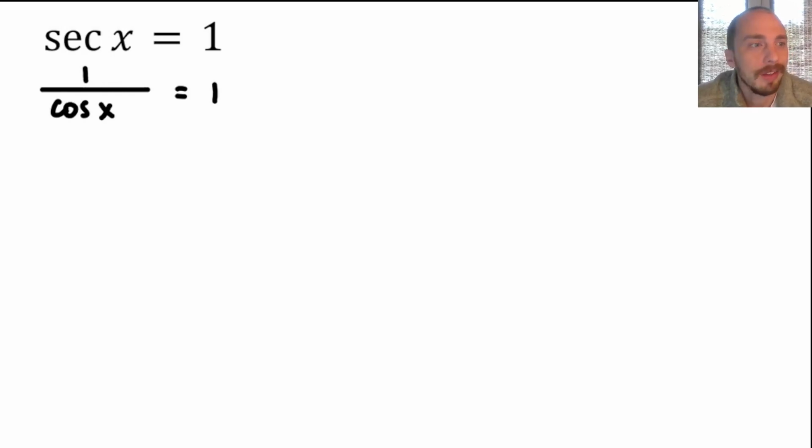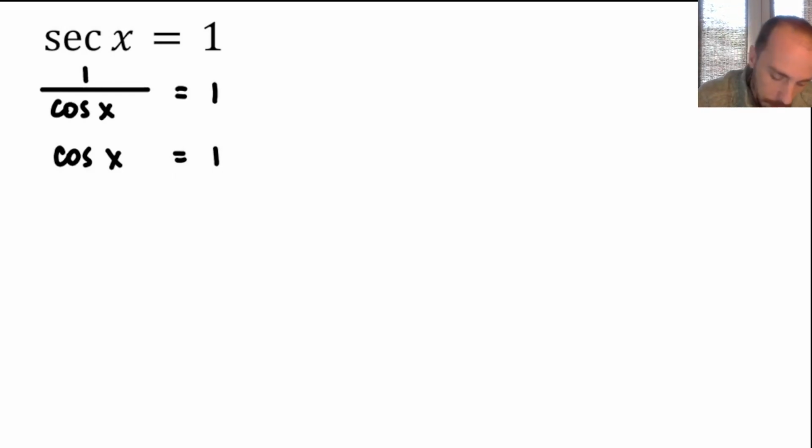And me personally, I like to think about flipping both sides of this equation. Okay, the 1 on the right is going to be a 1 over 1. Well, this just means cosine x needs to equal 1. But if you want to multiply both sides by cosine x and then do that, that's just as good. You're going to end up with the same thing. Cosine x equals 1.